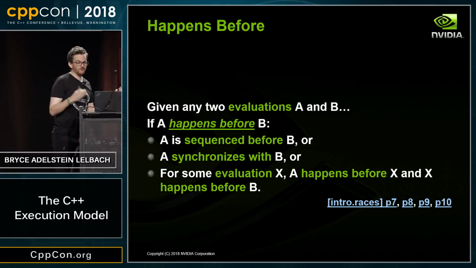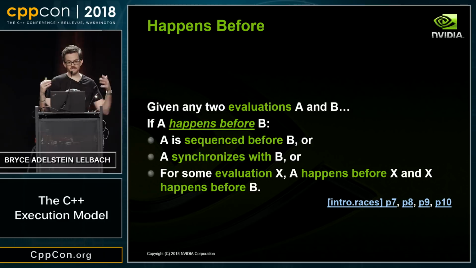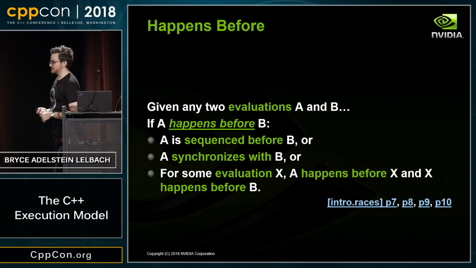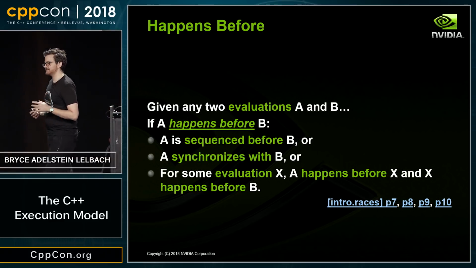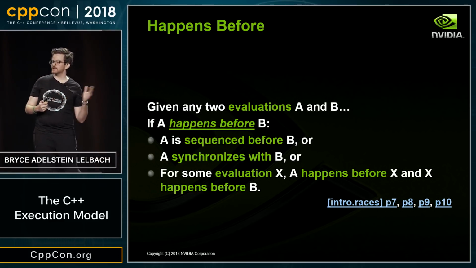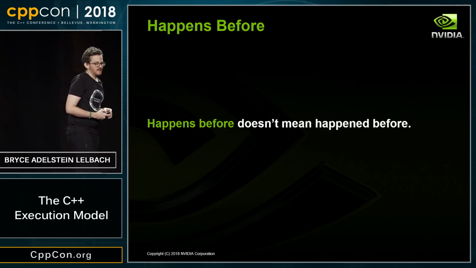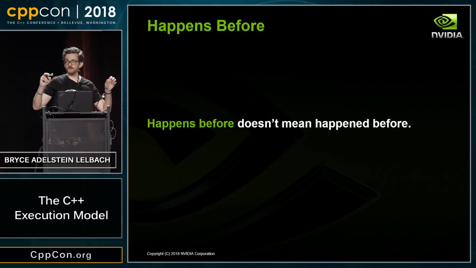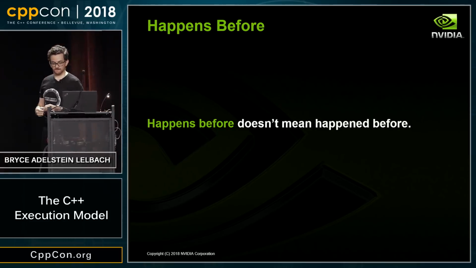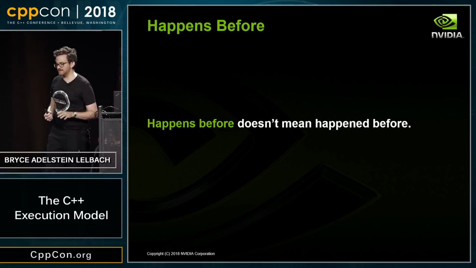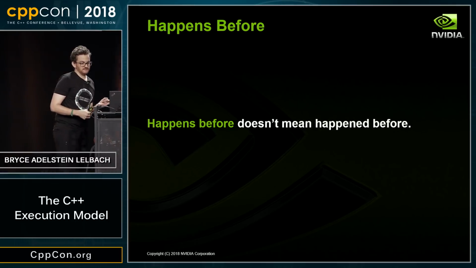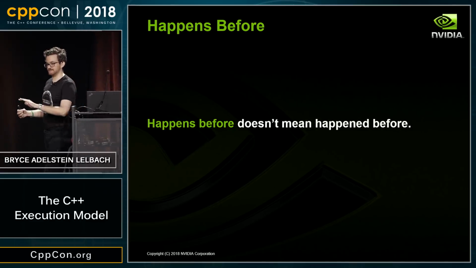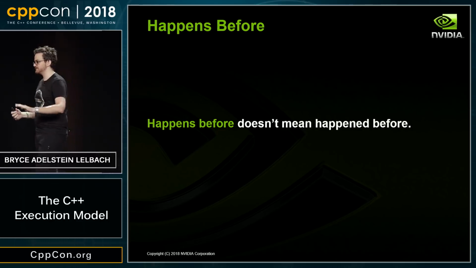So you can sort of think of it as an arbitrary concatenation of sequenced before and synchronizes with relations. I think this is not a great name for this relation, because happens before doesn't mean, quote unquote, happened before. Now I'll make a caveat: if you're able to witness this, then your program has undefined behavior. This should not be observable unless you're using UB.